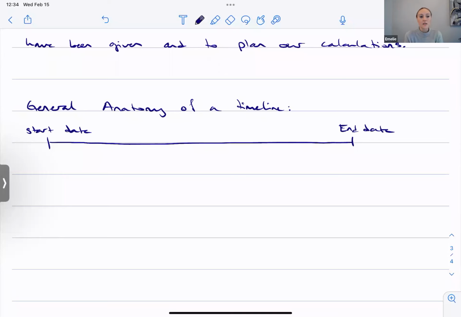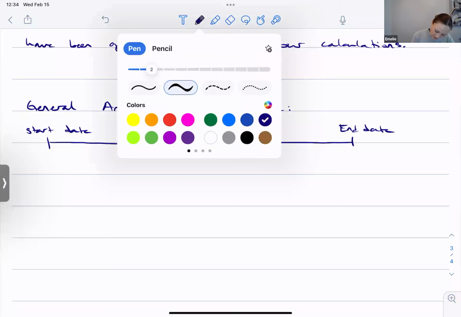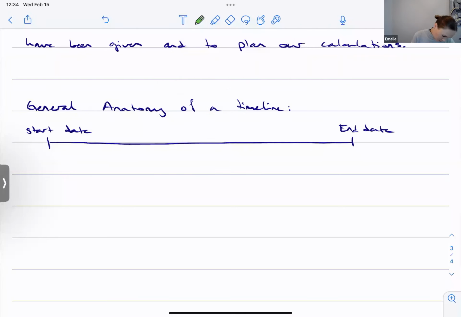We've already seen something more complicated than this, where we had multiple time points. But each of those are just tiny timelines put together. So we have a start date and an end date, and any dates in between go on the timeline. Below here, we put some dollar amount.